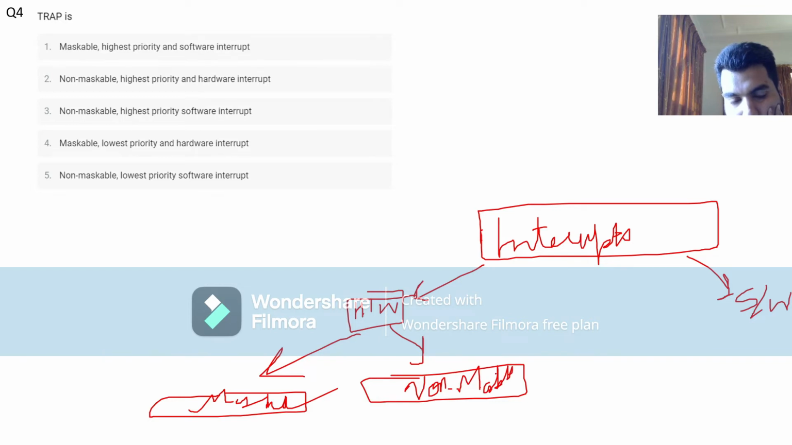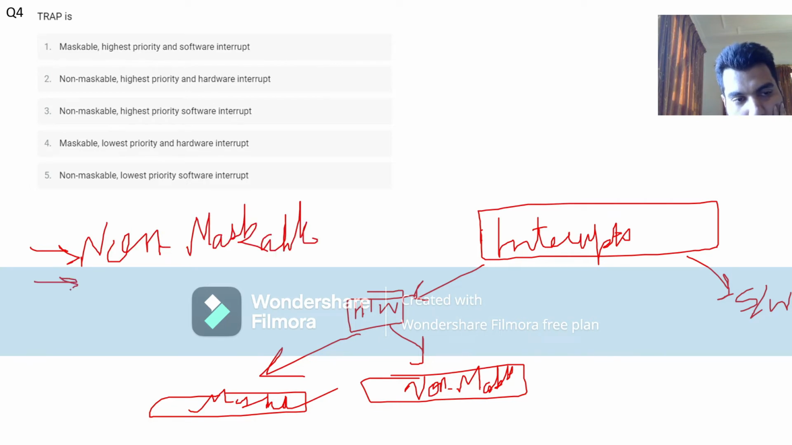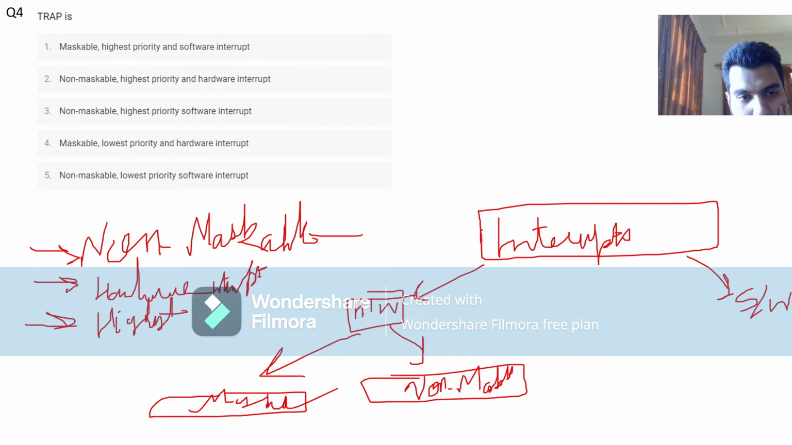So trap is non-maskable. At the same time, it's a hardware interrupt, and among hardware interrupts, it has the highest priority. So the three things that trap has are: it is non-maskable, it is a hardware interrupt, and it has the highest priority. So among the following options, option 2 correctly depicts the characteristics of a trap interrupt signal.